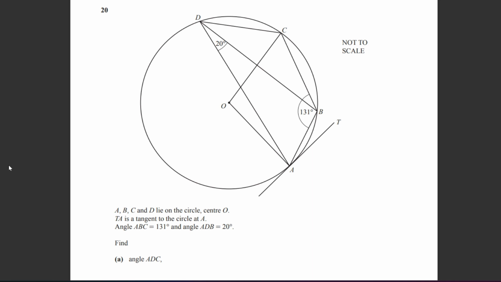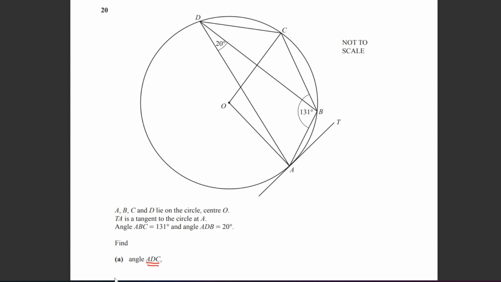He's telling me that A, B, C, D lie on the circle with center O, and TA is tangent to the circle at A. Angle ABC is 131 and angle ADB is 20. So all of it is written. Now he needs angle ADC.